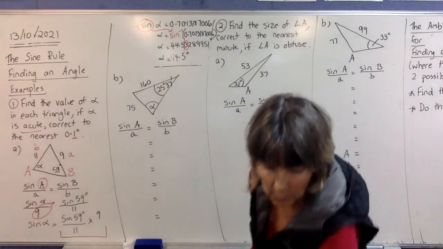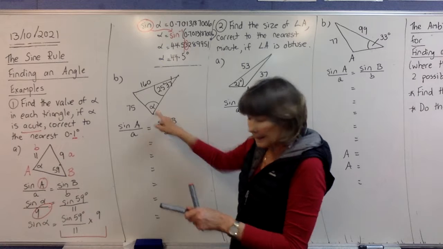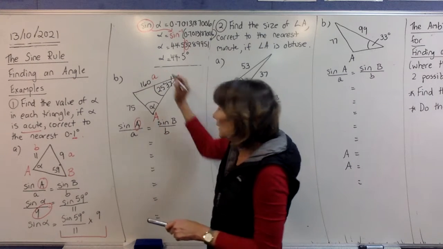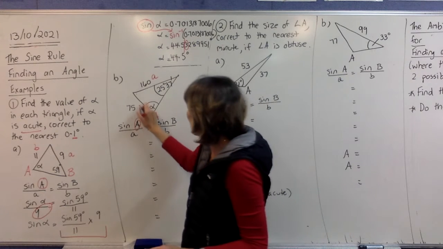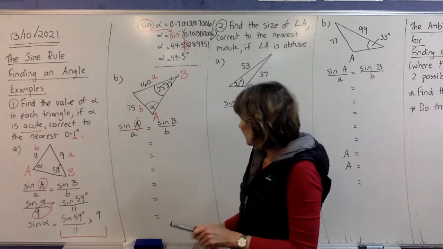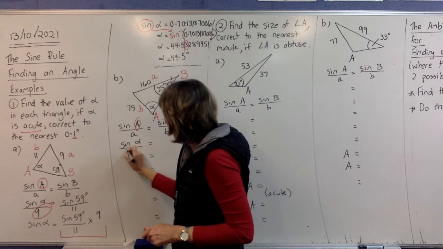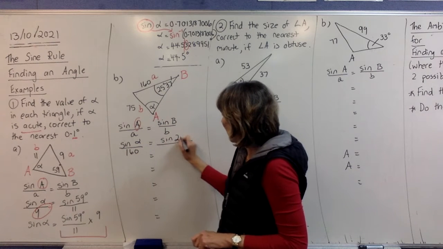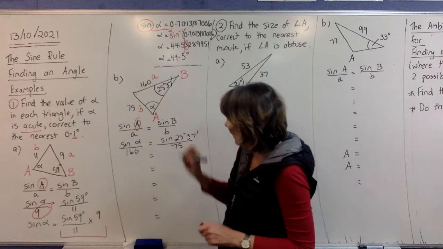So looking at the next question. This is what we're finding, alpha. So our capital A is going in that spot. Little a will be the side opposite it. The other side we know is little b. So the angle that we're looking at will be opposite that. So subbing in, we have sine alpha over 160 equals sine 25 degrees 37 minutes over 75.